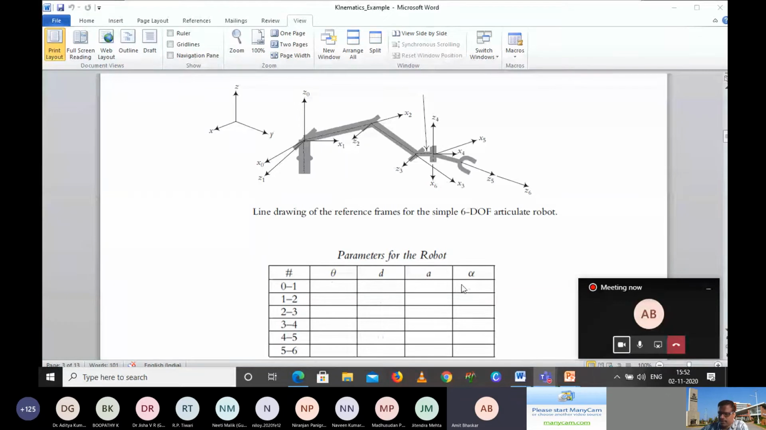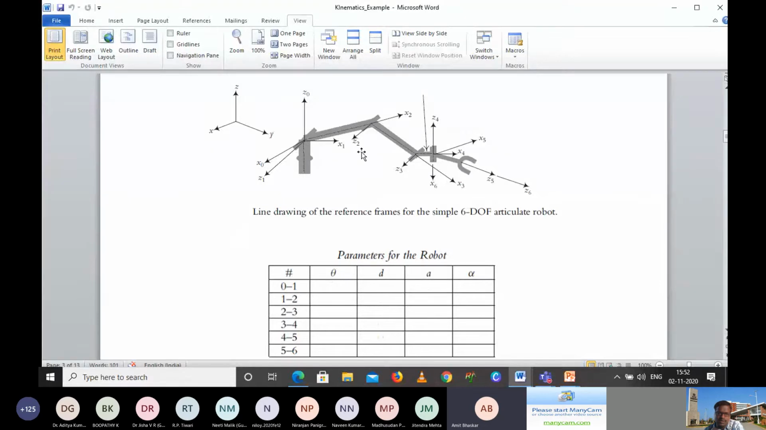So what about alpha, sir? Do we have any alpha there? See the axis Z1 and Z2, sir. Do we have any alpha? No, sir, because Z1 and Z2 are in the same line. So there won't be any alpha value.